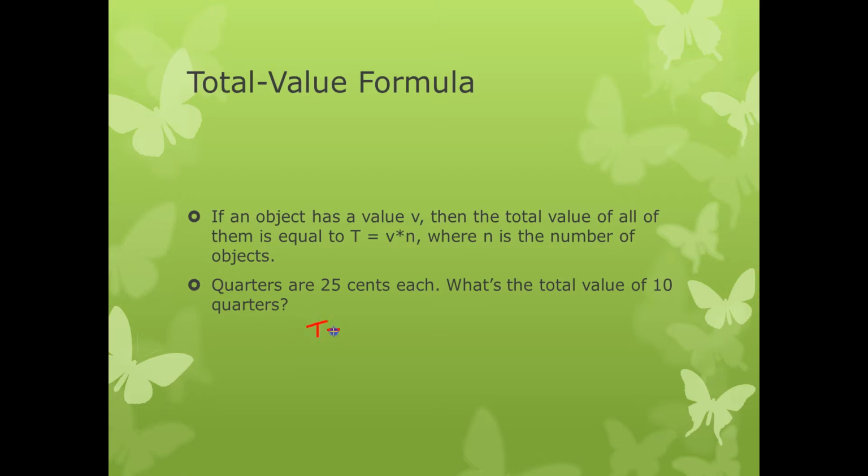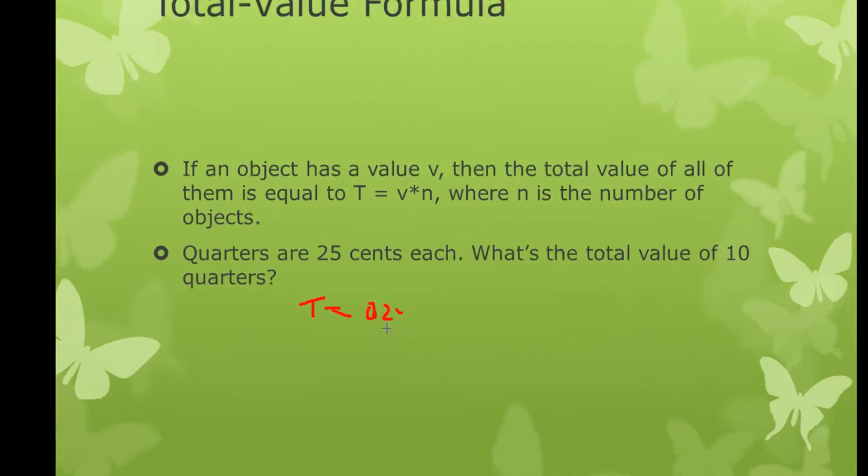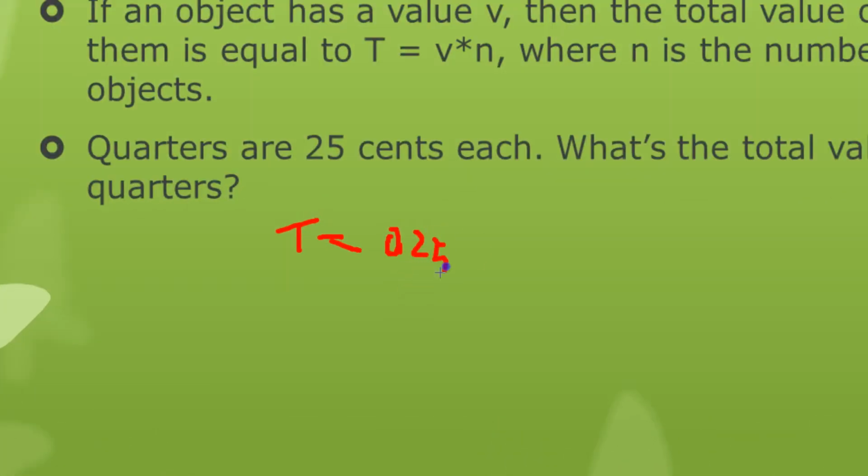The total value is equal to the individual value, which is 0.25, times the number of them, which is 10. So we have 10 quarters times 0.25. We do our simple multiplication. So 0.25 times 10 is equal to 2.5. And so the total value of these quarters is $2.50.